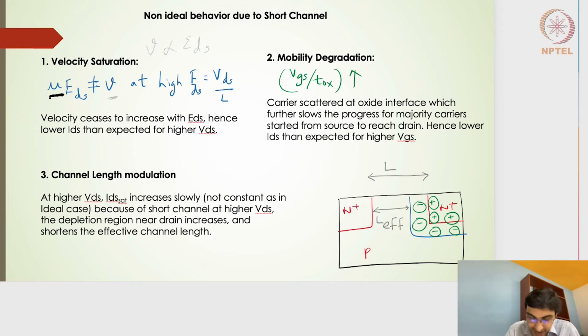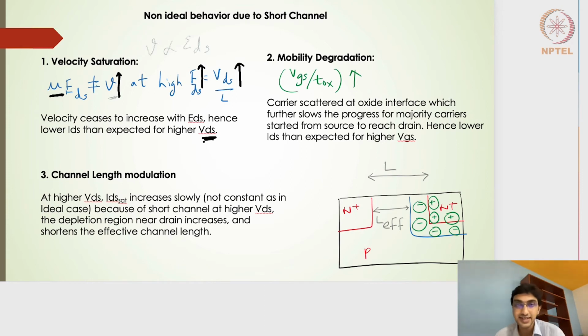So the mobility in an ideal characteristic is constant, right? An increase in the EDS, which is possible with an increase in the VDS, is likely to increase the velocity of the majority carriers. But what the non-ideal behavior says is that the velocity ceases to increase, or there is a resistance to increase, with the EDS. With a continuous increase in the EDS, the velocity doesn't increase linearly. Rather, it ceases to increase. Hence, we can expect a lower current for a higher VDS.